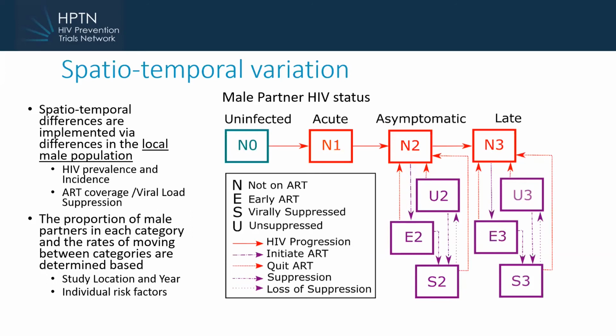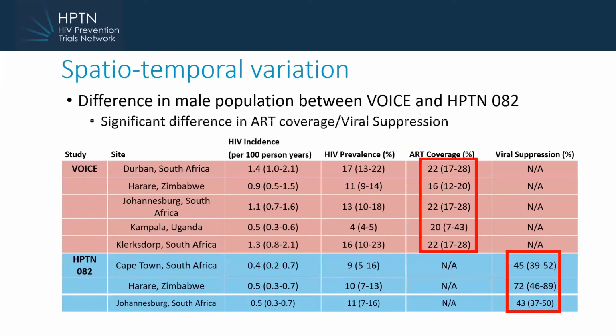These adjustments are made based on individual risk factors, as well as independent estimates of the epidemic values at each location. Here are the estimates that we used for applying our methodology to voice and HPTN-082. They are compiled from UNAIDS data, as well as other national surveys, such as FEAR, to localize to a specific city. Notably, there was a significant increase in HIV treatment in the 7 years between voice and HPTN-082.